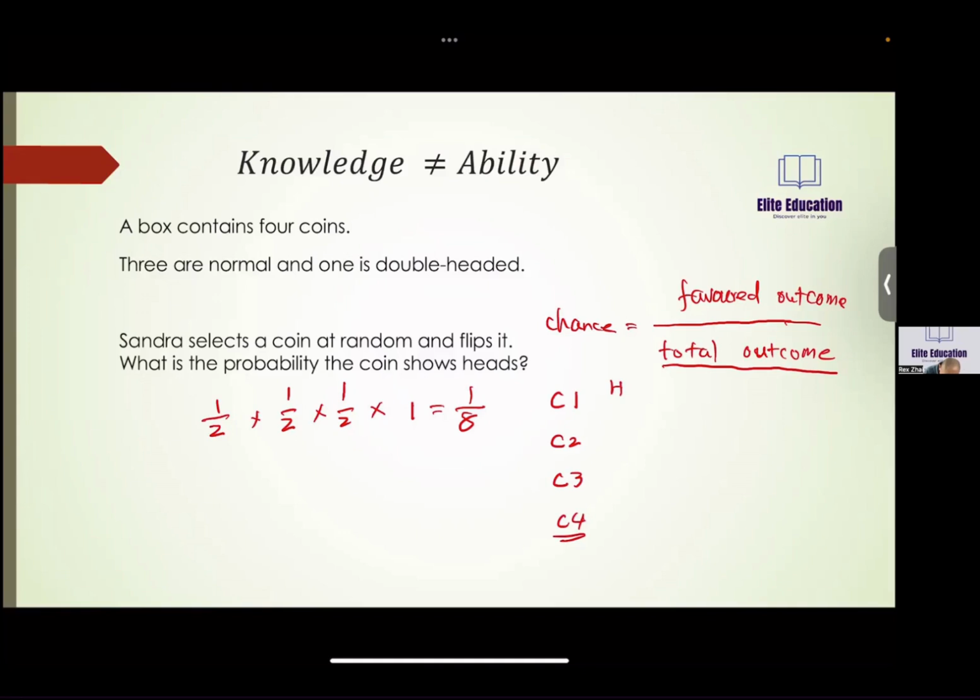Head, tail, head, tail, head, tail, head, head, right? So actually, there are 8 outcomes. All of these are possible outcomes to consider. So among these 8 outcomes, how many are favorable to me? How many are the ones I want? In this problem, that means showing heads, right? 1, 2, 3, 4, 5. So the correct answer to this question should be 5 out of 8.